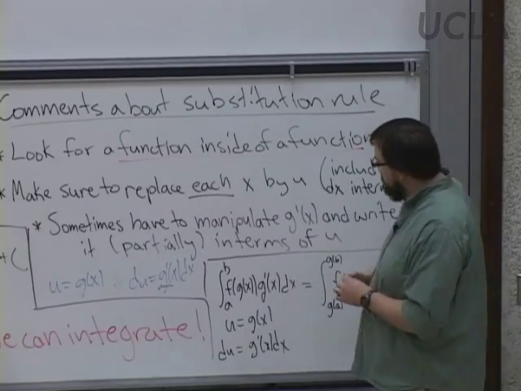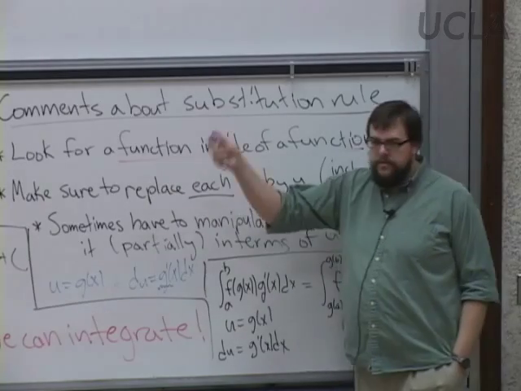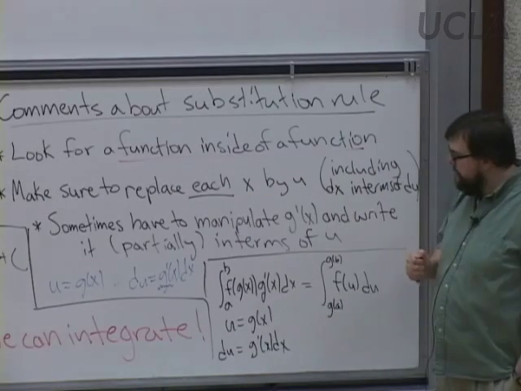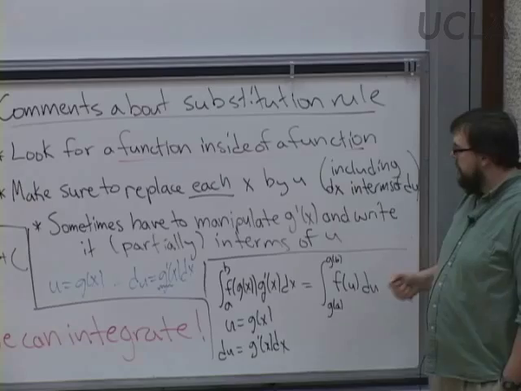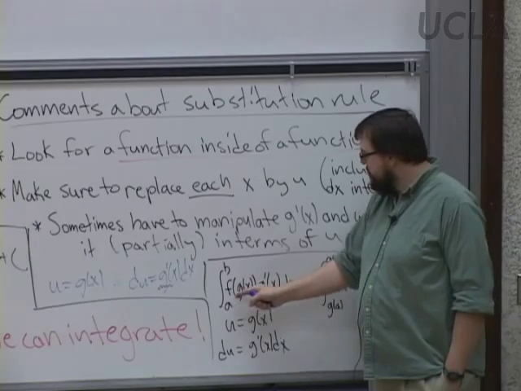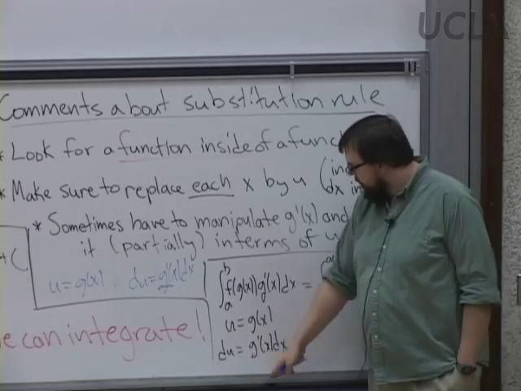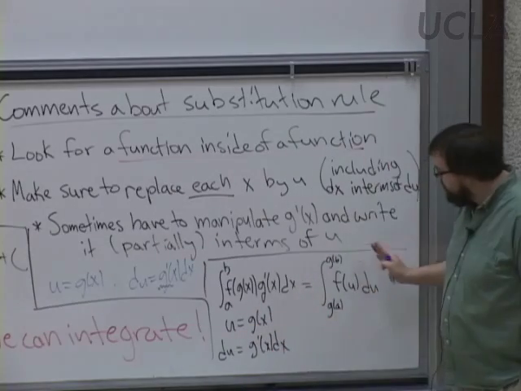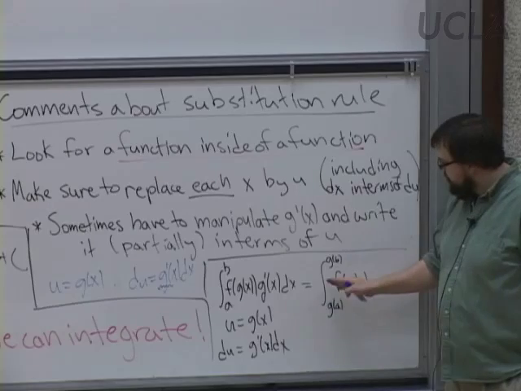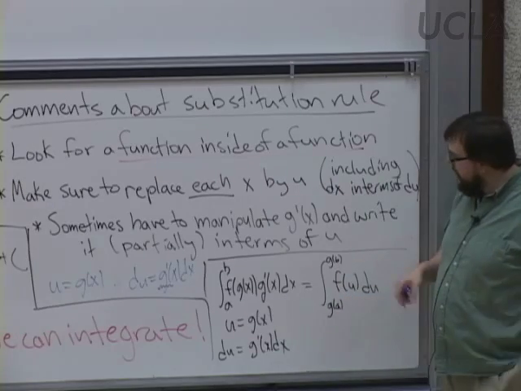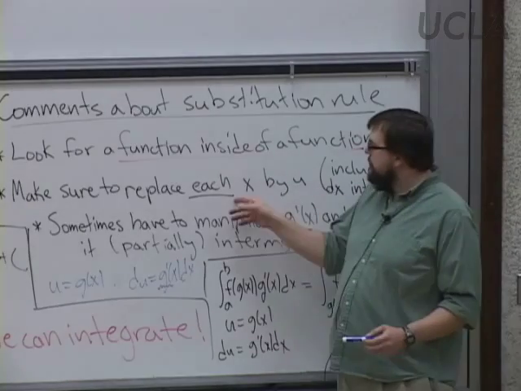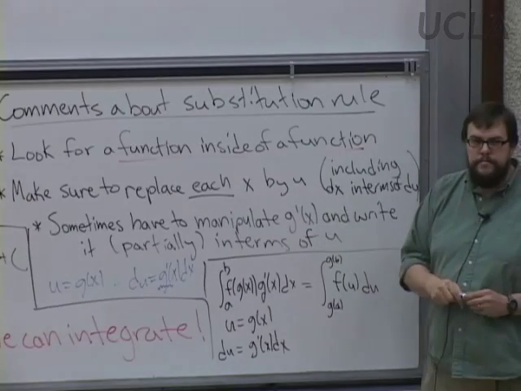Now, finally, let me mention, what if we're doing definite integrals? So this is indefinite integrals. Well, definite integrals, substitution works the exact same way. So again, if I'm integrating from a to b, f of g of x, g prime of x dx, I make my substitution. u is g of x, du is g prime of x dx, and I get a new integral of f of u du. But now, remember what I said up here. Every x has to become a u.